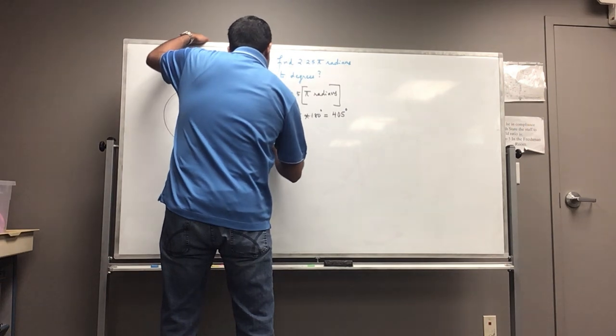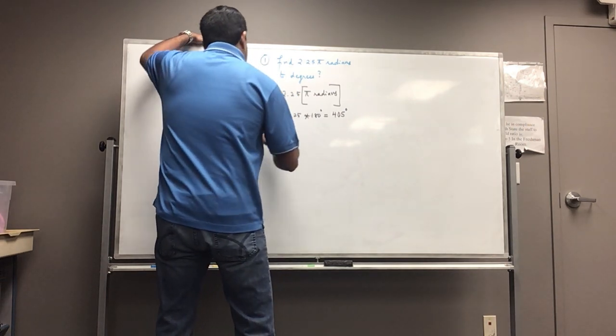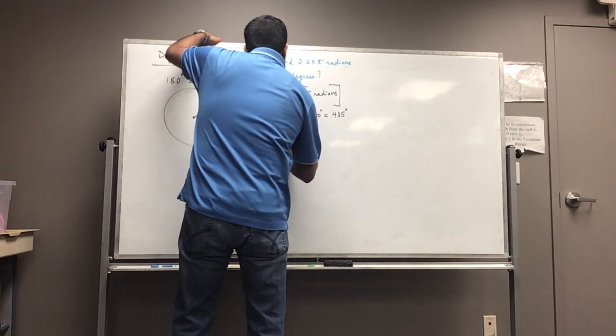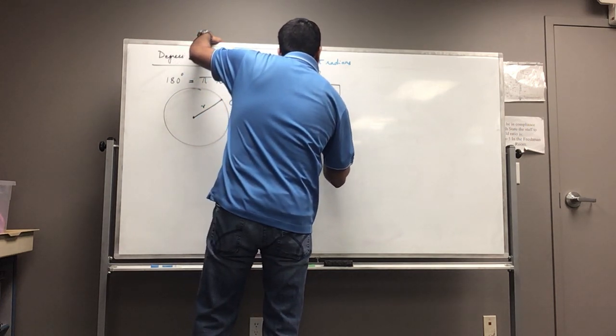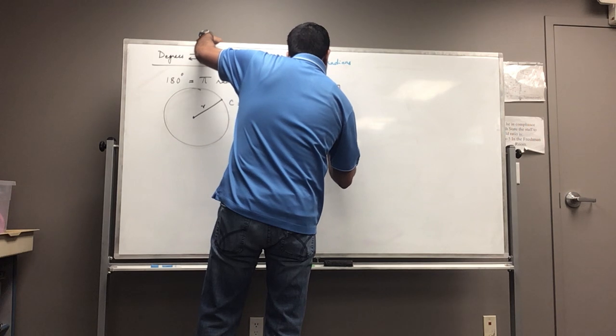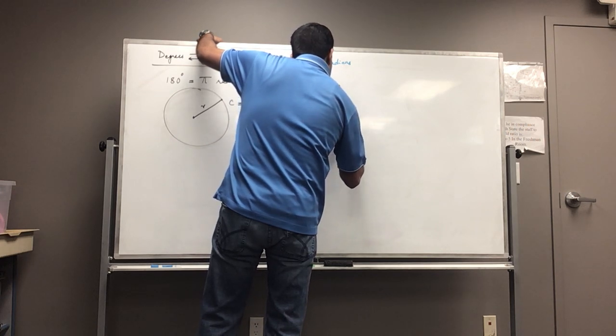Question number 2. Convert 84 degrees to radians.